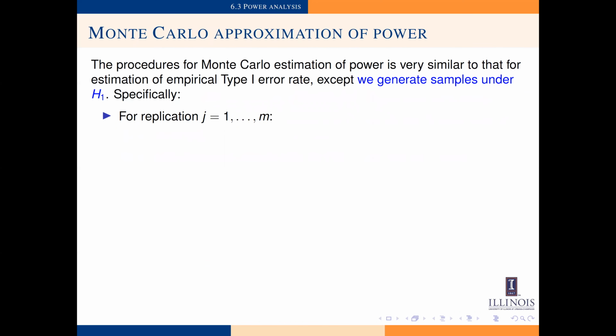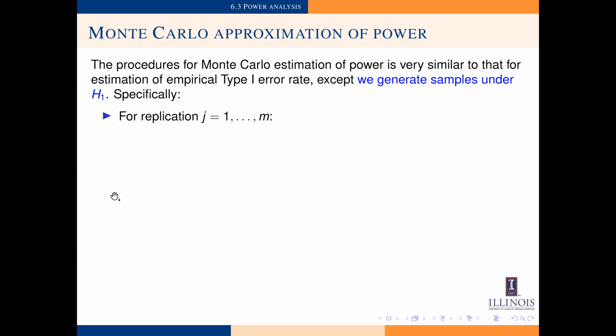Let's see how we can use Monte Carlo estimation to estimate statistical power. The procedure for doing this is very similar to that for the estimation of the empirical type 1 error rate, which we just did earlier. The only difference is that we want to generate our random samples, x's, not from the null distribution, but instead under H1. Because for the calculation of power, we are interested in the probability of rejecting the null given that H1 is true, instead of under the null hypothesis. Otherwise, everything is pretty much the same.